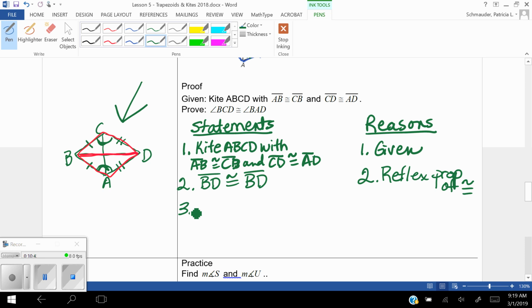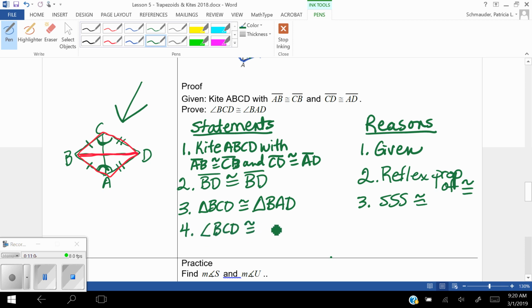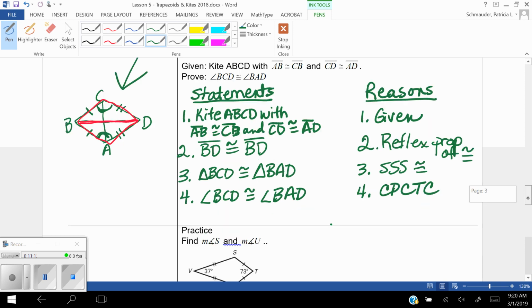We've got our triangles. We know that triangle BCD is congruent to triangle BAD by side, side, side congruence. And all we need is our last step that says angle BCD is congruent to angle BAD because they're corresponding parts of congruent triangles and therefore they're congruent.